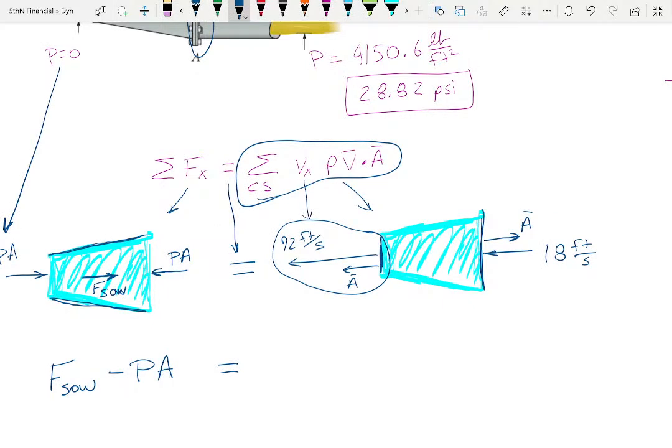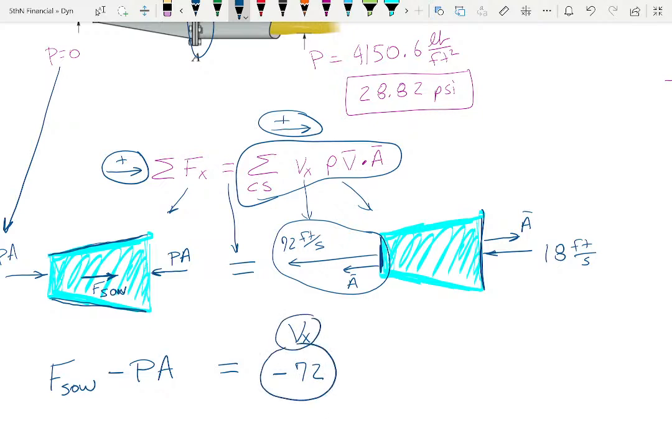My Vx is going in the negative, because really I should have put this as being positive. And that's the same thing over here. Positive will be to the right. But I've got a Vx here that is actually going to the left.